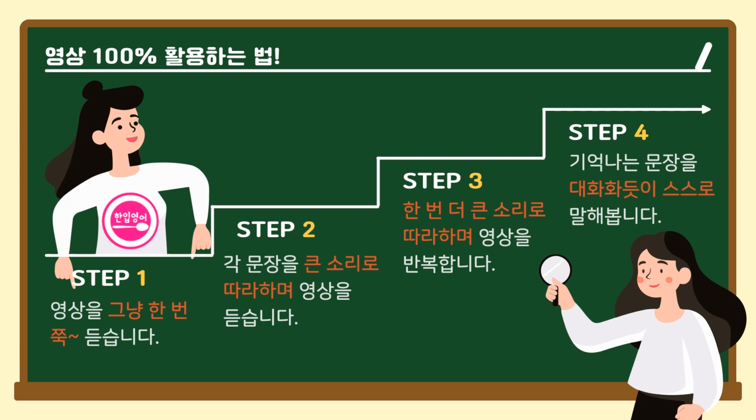스텝 1, 영상을 그냥 한 번 쭉 들으세요. 스텝 2, 각 문장을 큰 소리로 따라하며 영상을 들으세요. 스텝 3, 한 번 더 큰 소리로 따라하며 영상을 반복하세요. 스텝 4, 기억나는 문장을 대화하듯이 스스로 말해보세요.